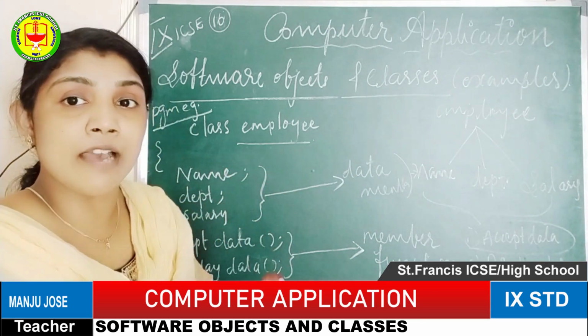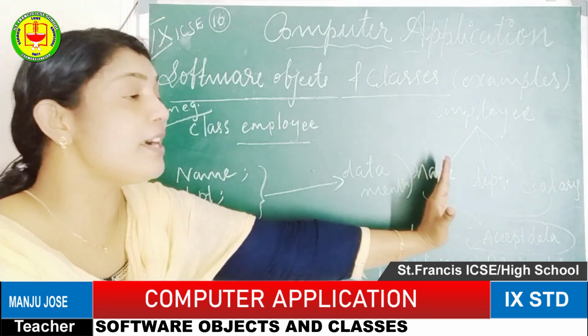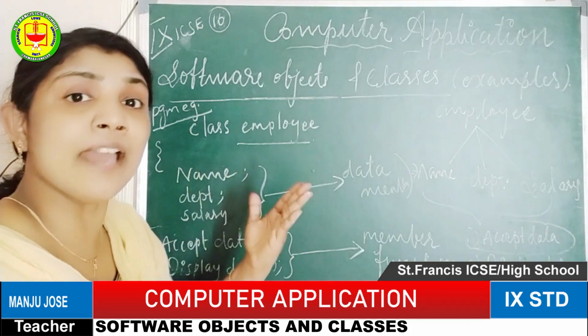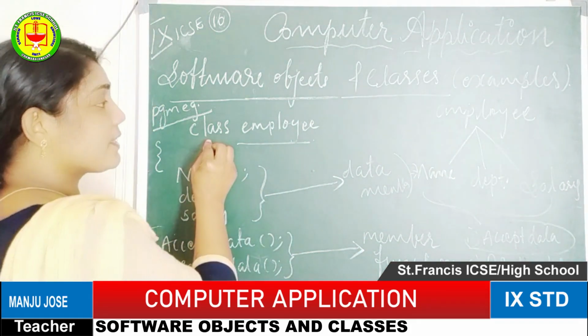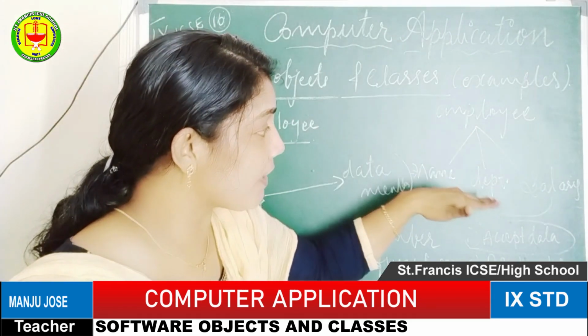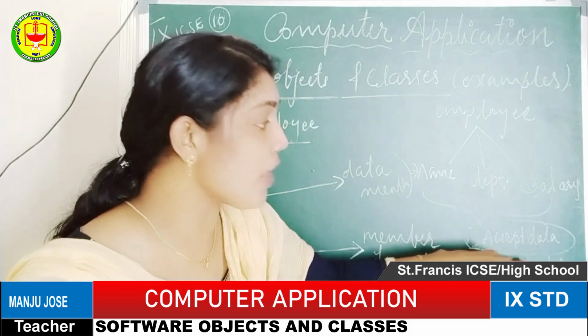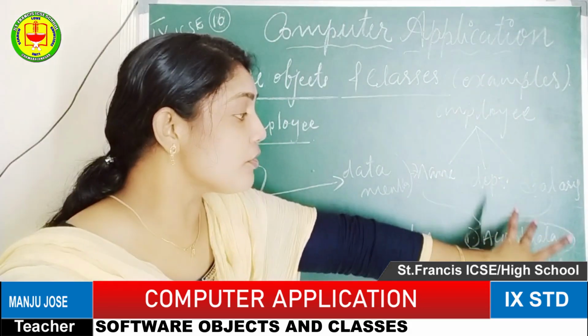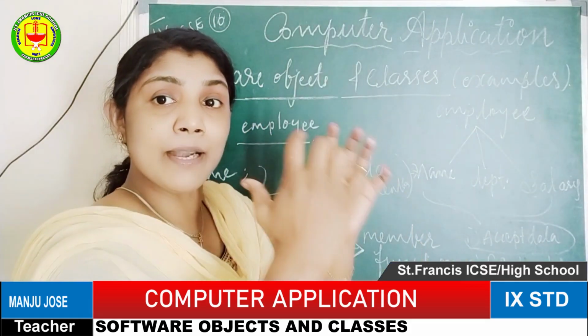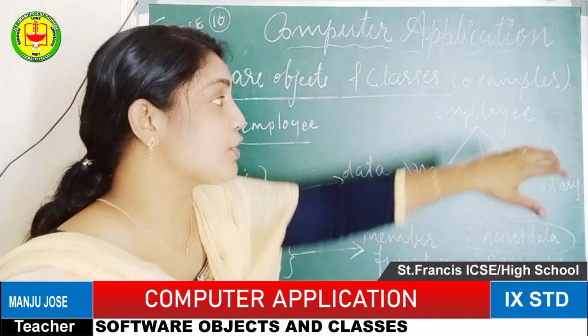So based on Java programming, how the real-world entity is converted to a computerized format, we can see. So here, the class. The employee has these details: name, department, salary, and also accept data and display data. All of this will be combined in one particular frame or group, which is called an employee.